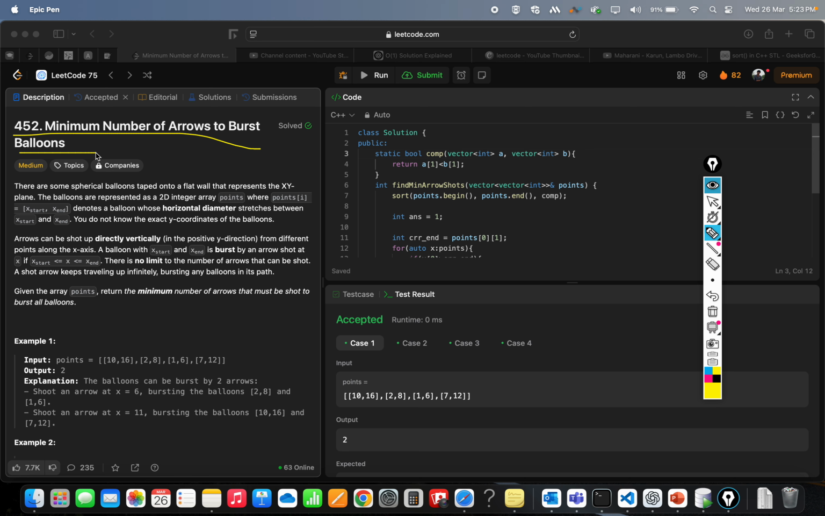So there are some spherical balloons taped onto a flat wall that represents the xy plane, right? So this is a long question, right? Let me explain it to you in a very short way.